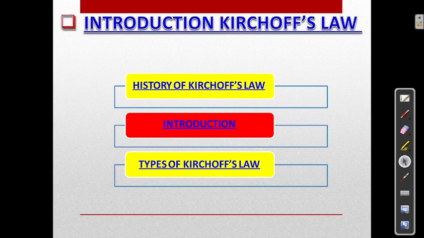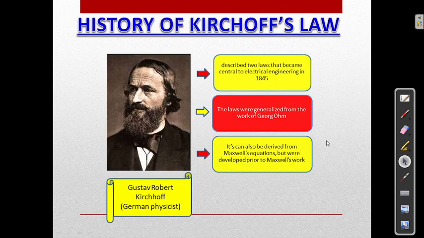Likewise, we will see. First of all, we have to see the introduction of Kirchhoff's law, the history of Kirchhoff's law, and the types of Kirchhoff's law. This is the history of Kirchhoff's law. He first described these two laws that became central to electrical engineering in 1845. The laws were generalized from the work of Georg Ohm. They can also be derived from Maxwell's equations, but were developed prior to Maxwell's work. This is Gustav Robert Kirchhoff, a German physicist.